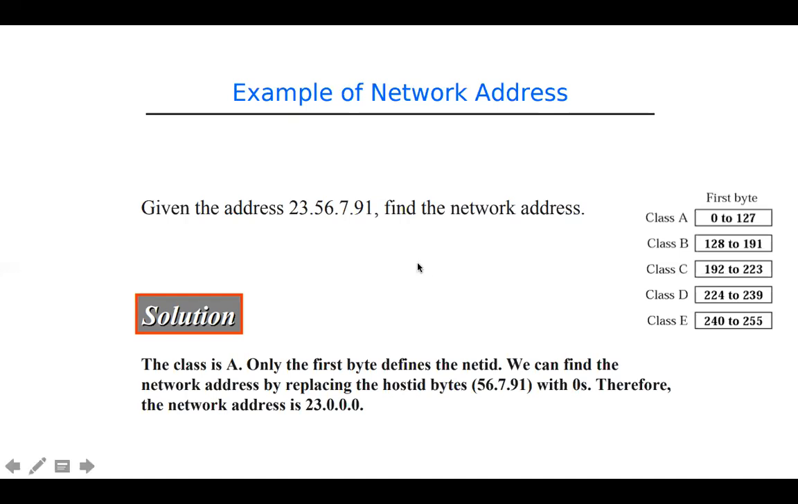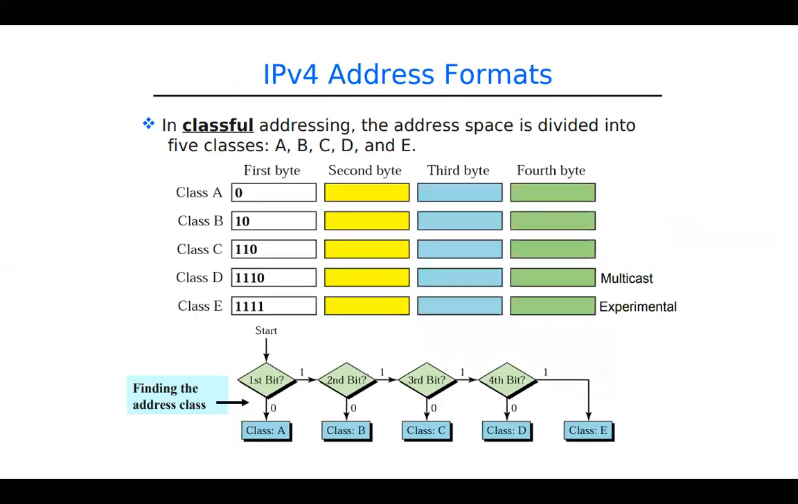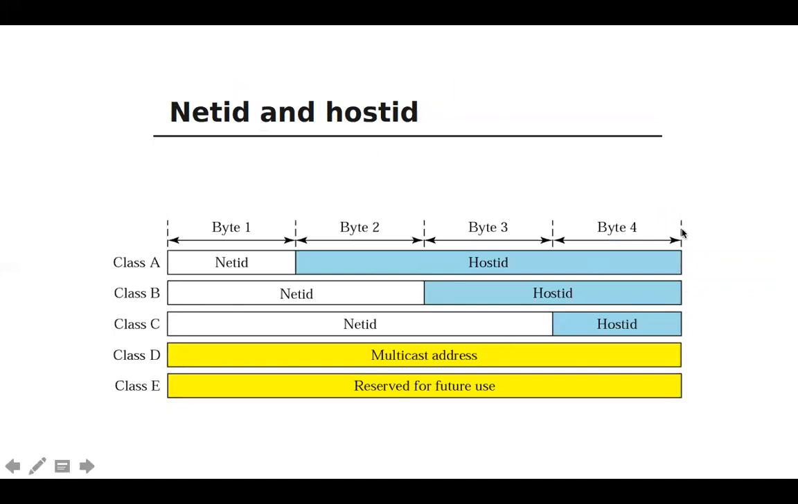How do I actually know that this is the net ID and this is the host ID? You need to refer back to the previous slide. Okay, so this is the previous slide, the net ID and host ID. In the previous example, it falls under class A. So for class A, we know that the first byte is the net ID and the rest is the host ID. But if you have a class B, then byte 1 and 2 is the net ID and byte 3 and 4 is the host ID.